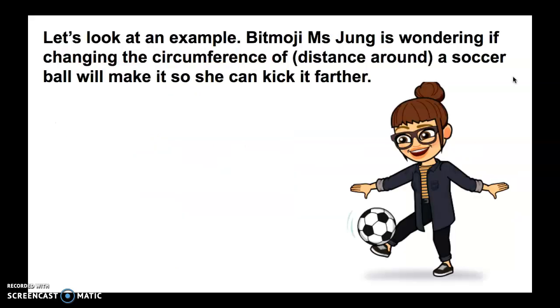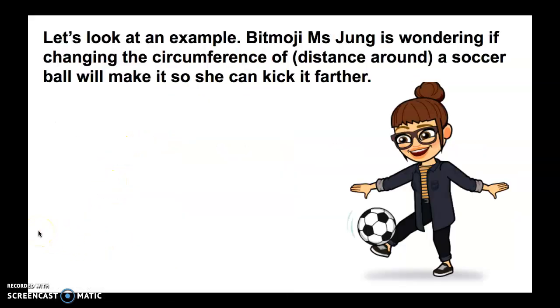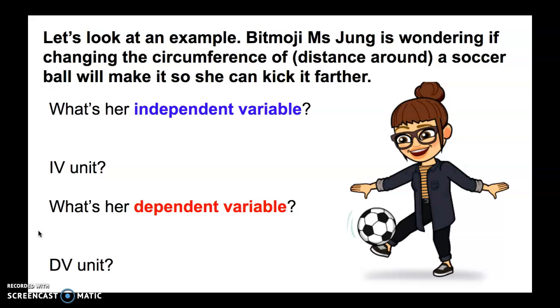So let's look at an example. Bitmoji Ms. Jung is wondering if changing the circumference of, that's the distance around, a soccer ball will make it so that she can kick it farther. So we know that if we want to do a data table, we need to have a dependent variable, an independent variable, a control, and a change. So what's her independent variable? What's the unit? What's her dependent variable? And what's the unit?